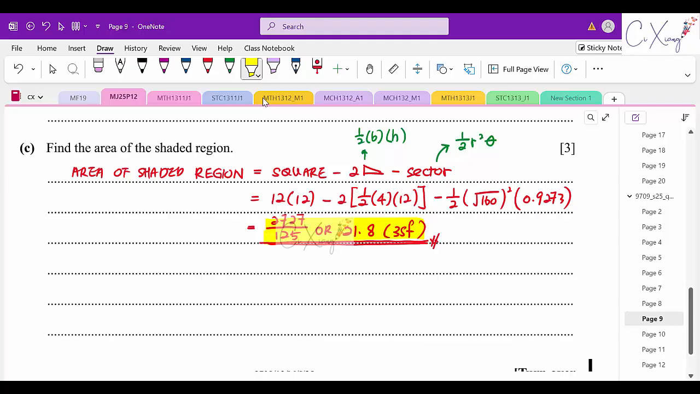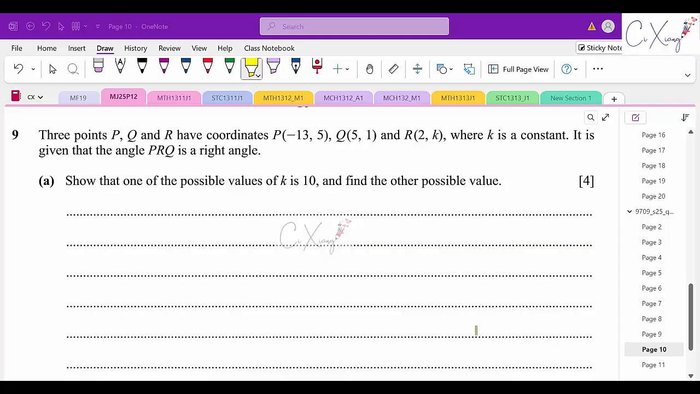Right? Yeah, so this is how we find out the shaded area for this diagram. Okay, question number 9. There are 3 points given, and all the coordinates are shown here, where k is a constant. It is given that the angle PRQ is a right angle. Then show that one of the possible values of k is 10, then find the other possible value of k. Okay, so first of all, we know that we are having a triangle, which is a right angle triangle.